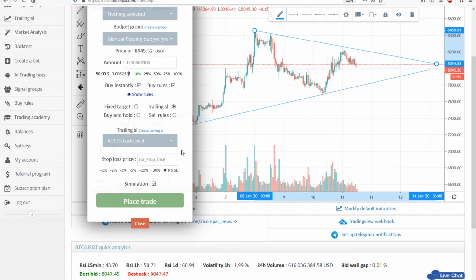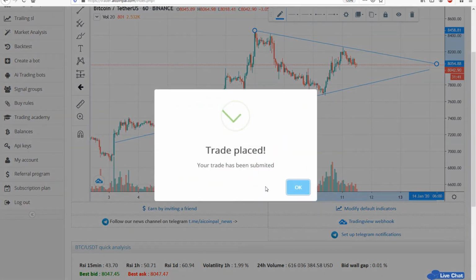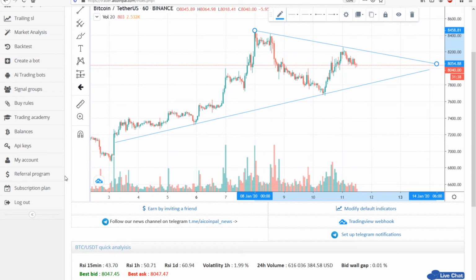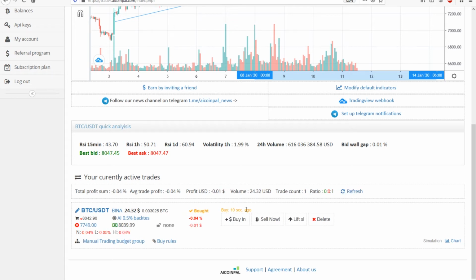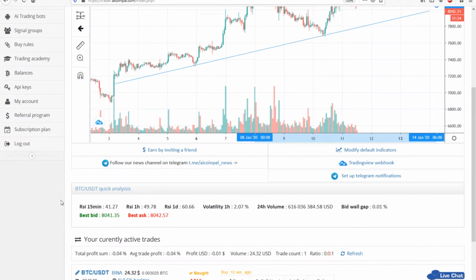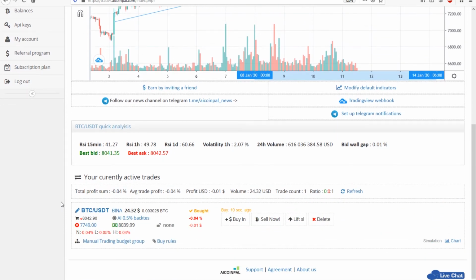The next step is whether we want to use a stop loss. We can use no stop loss, we can use minus 30% stop loss, minus 3% stop loss, minus 1% stop loss, or we can set the stop loss as we wish. 7749, let's say 7749. And we click place a trade. The good thing about this system is it places a trade instantly and notifies you, Telegrams you, that your trade has already been executed 10 seconds ago. It's instant. We would say the system is made to be nearly instant.